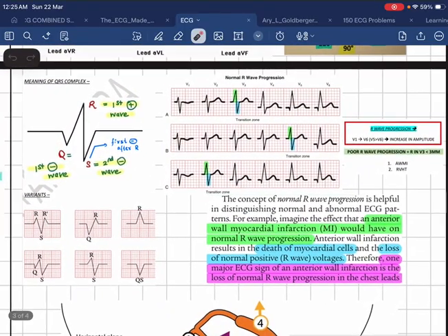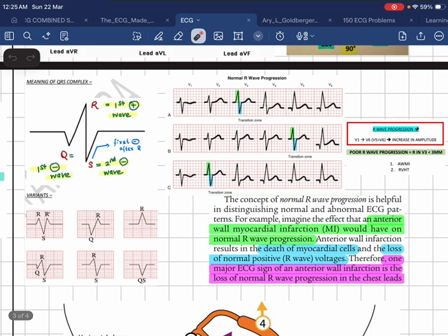Then there's the concept of naming of the QRS complex. What you need to remember is that the first negative wave is the Q wave, the first positive wave is the R wave, and the first negative wave after the R wave we call the S wave.